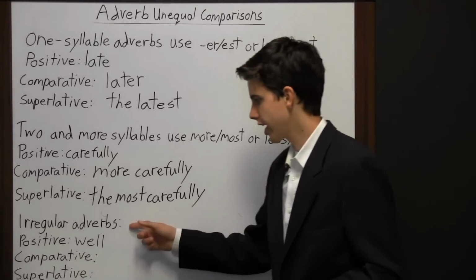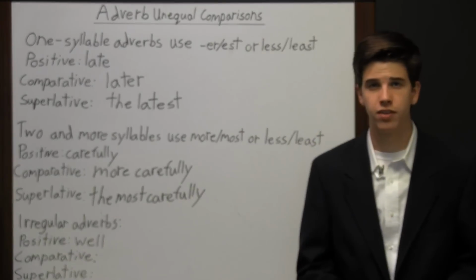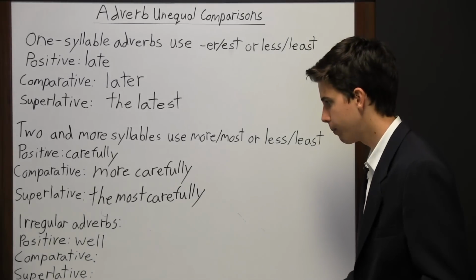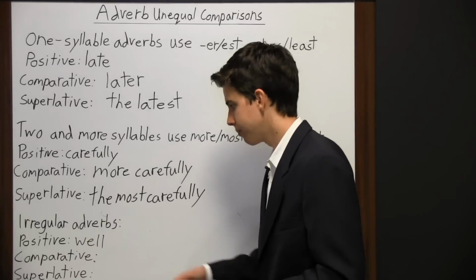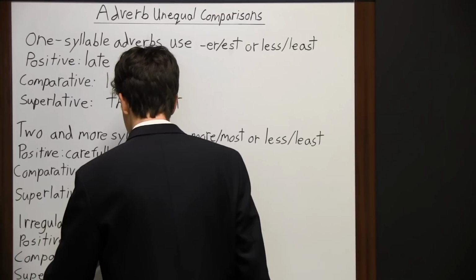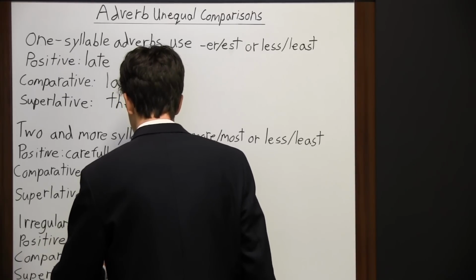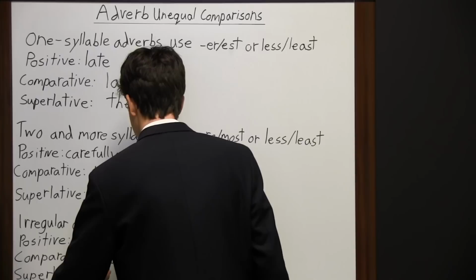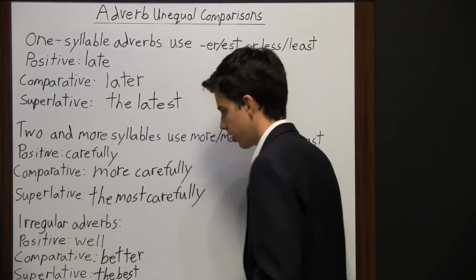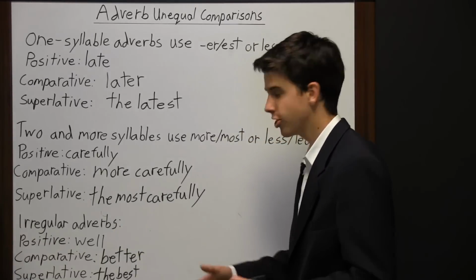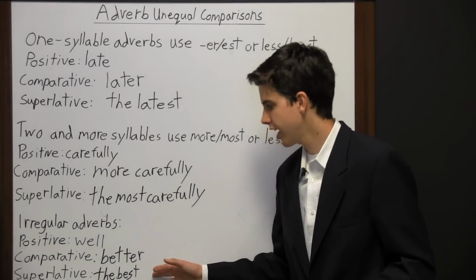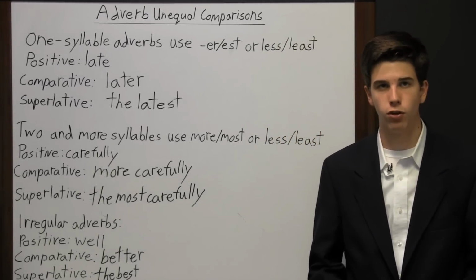Now we do have something called irregular adverbs, and what I mean by irregular is that they're irregular in the way you form the comparative and superlative forms of the adverb. So for example, we have the word well. Now the comparative form of the word well is better, and the superlative form is the best. So as you can see, better and best aren't in any way close to the word well. And so you just have to be familiar with these irregular adverbs and be familiar with how to form the comparative and superlative forms of those words.